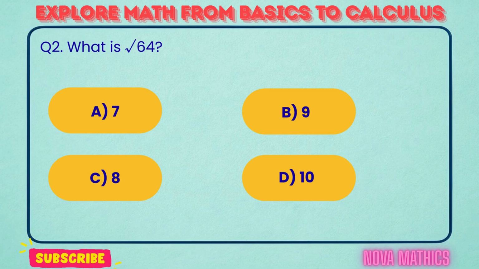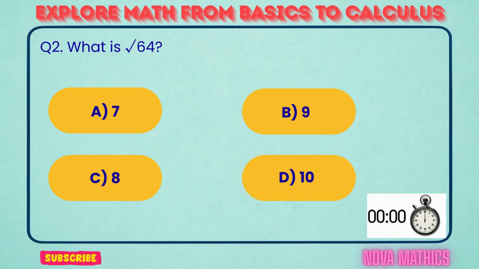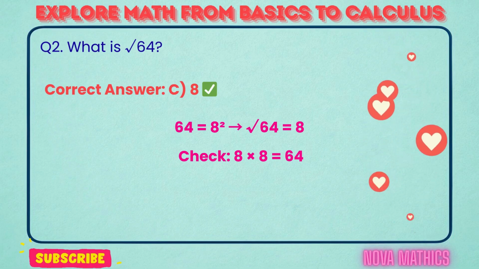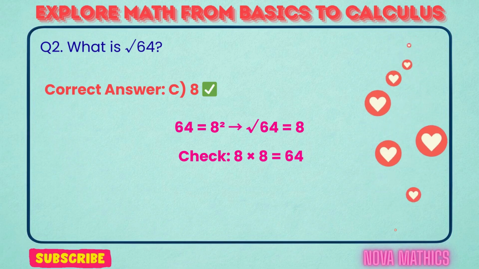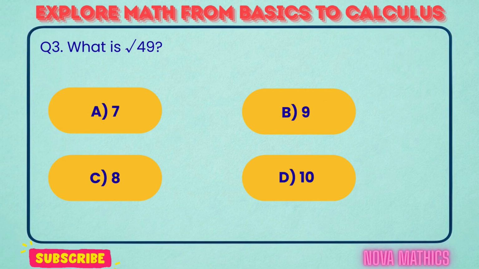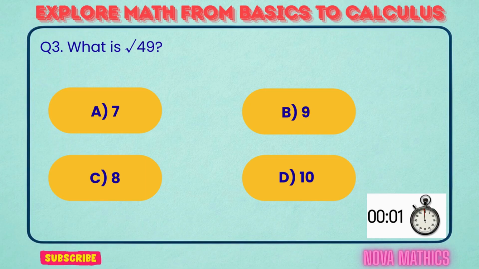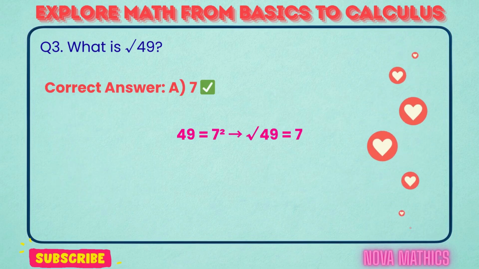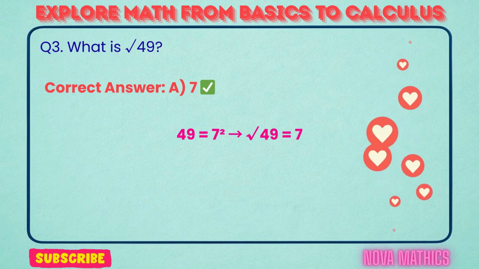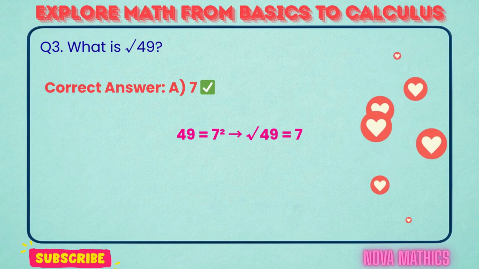2. What is the square root of 64? Correct answer is 8. 8 squared is 64, so the root is 8. 3. What is the square root of 49? Correct answer is 7. 7 squared is 49, so the root is 7.